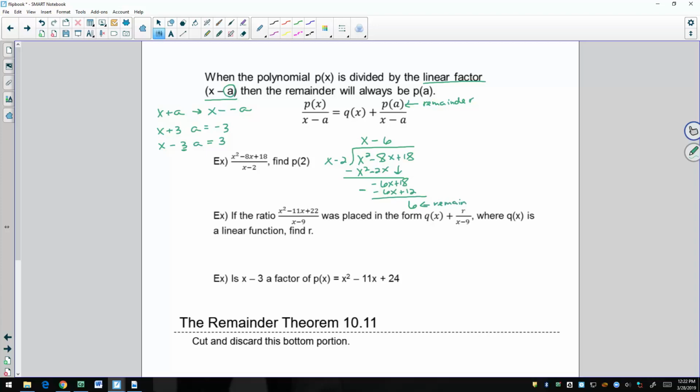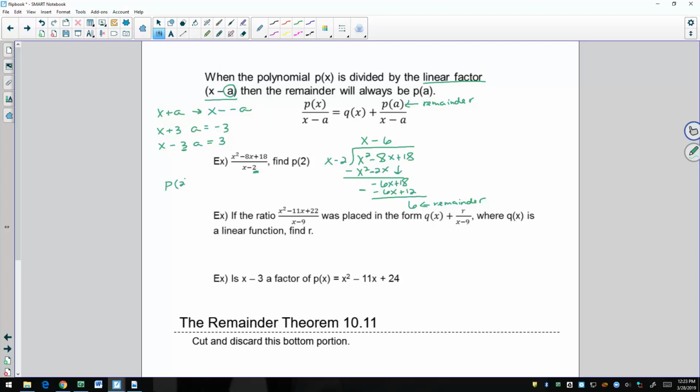Well, now let's take a look at if we plug in the number 2, and I'm choosing 2 on purpose because 2 is my a up here in the remainder theorem. It's the number that is next to the x minus on the bottom. So let's plug in 2.